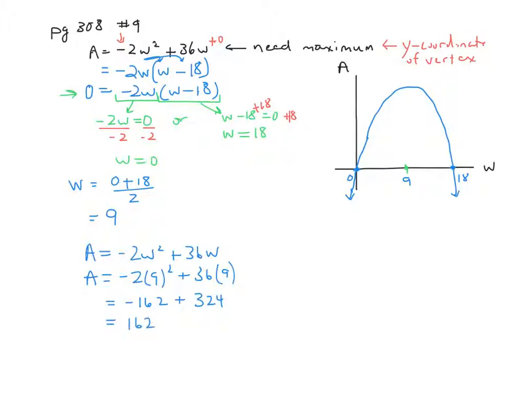So the coordinates then for my vertex here would be 9. That's the value of the width of the field. And the area is 162, and this was in meters, so the maximum area is 162 meters squared, and it occurs when the width of the field is 9. And so, of course, I write a therefore statement. The maximum area of the field is 162 square meters, and it occurs when the width of the field is 9 meters.